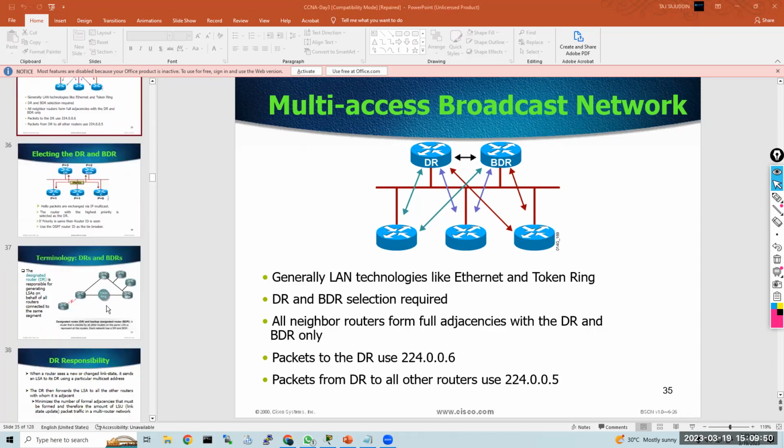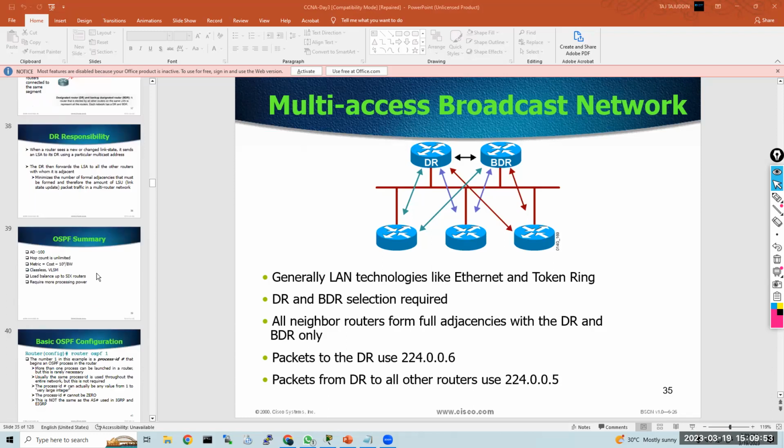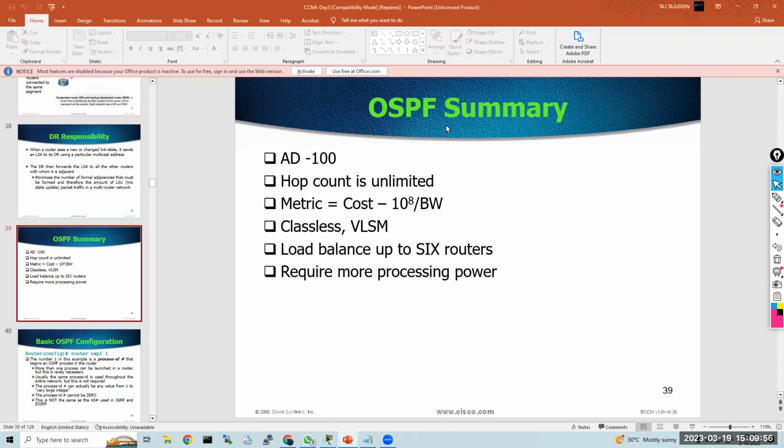The same thing is about the election process. So, in summary, what is the AD value here, guys? It is 110. Hop count is unlimited, and the metric is calculated as cost, 10 to the power of 8 divided by bandwidth. It is classless routing and supports subnetting also. Load balancing is up to 8 routers, not 6. Load balancing is nothing but traffic control.